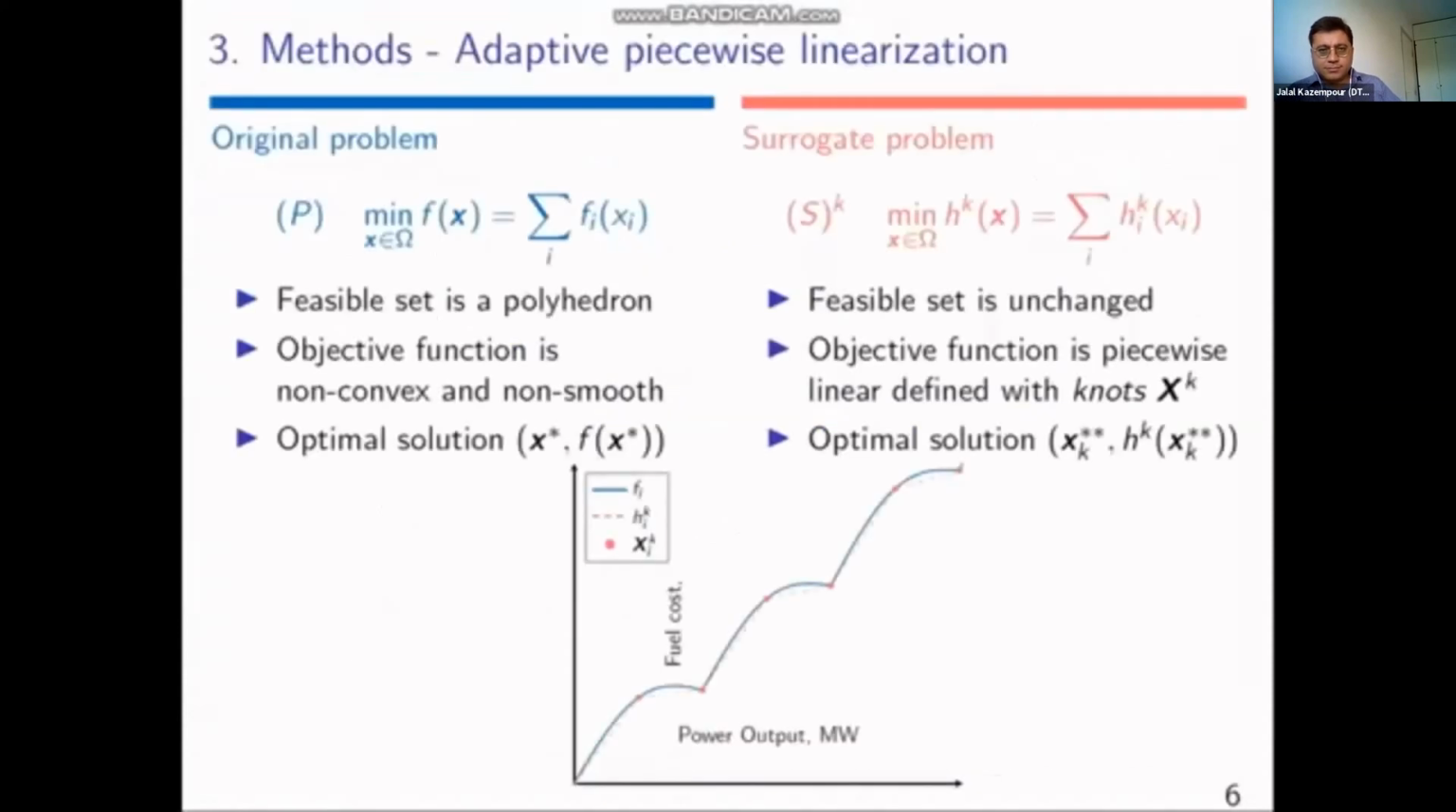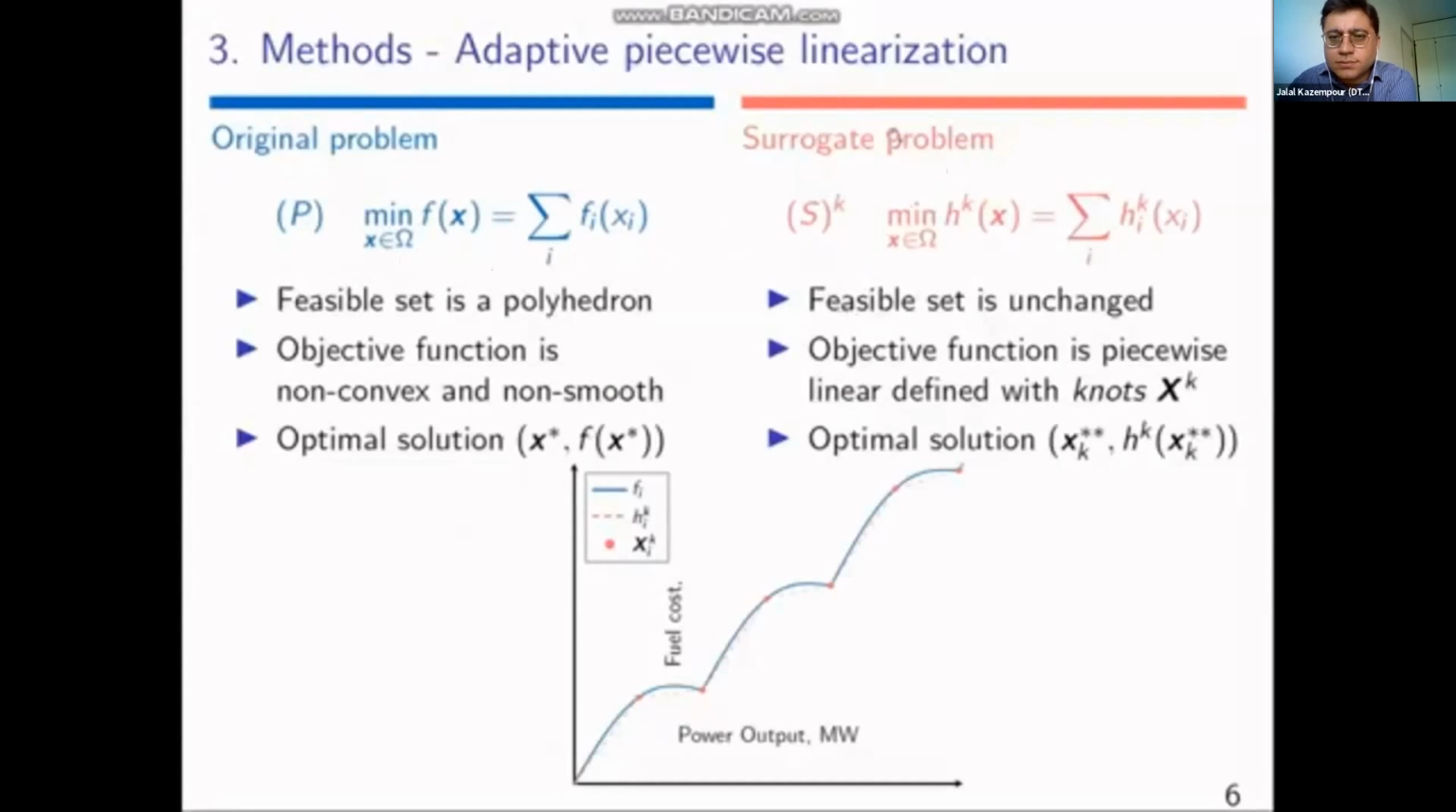And so the idea is the following. First, I will write the original problem in a very compact way. I call it P, and we want to minimize over X, where X is the production and the flow, over the domain omega. Omega is our domain, and we want to minimize the sum of the cost function. As I said, the feasible set is a polyhedron. We have a non-convex and non-smooth function, and I write the solution X star.